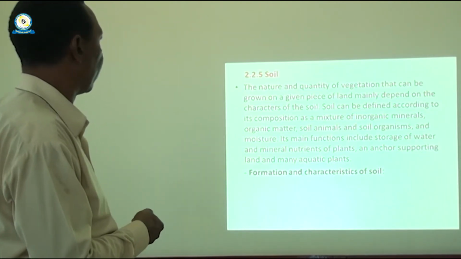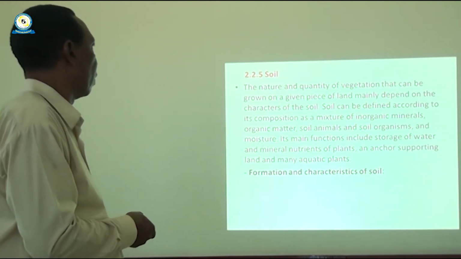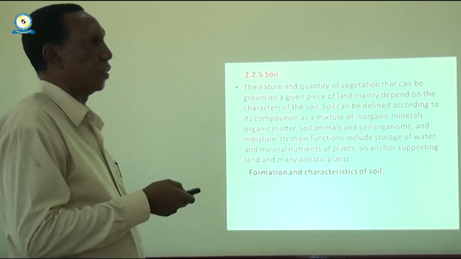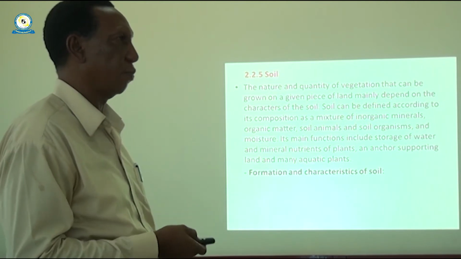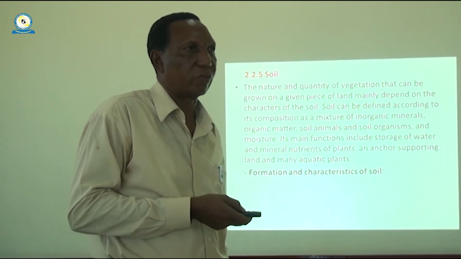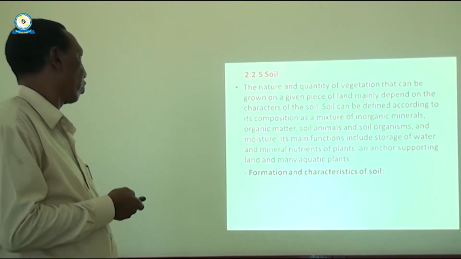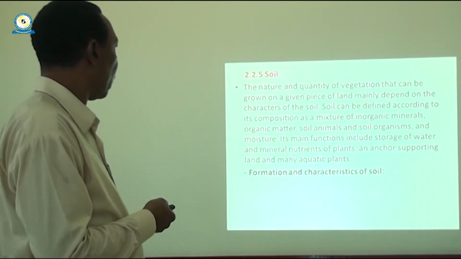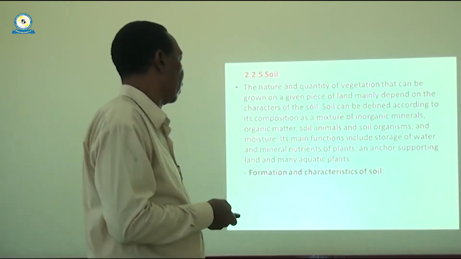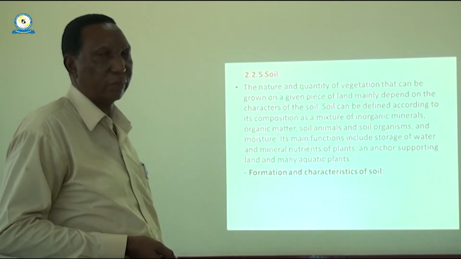The nature and quantity of vegetation that can be grown on a given piece of land may depend on the characteristics of the soil. Different types of crops need different types of soils. Even the health of crops depends on the nutrients from the soil. So soil also is an important natural resource, and it can be defined according to its composition as a mix of minerals, organic matter, and soil animals.